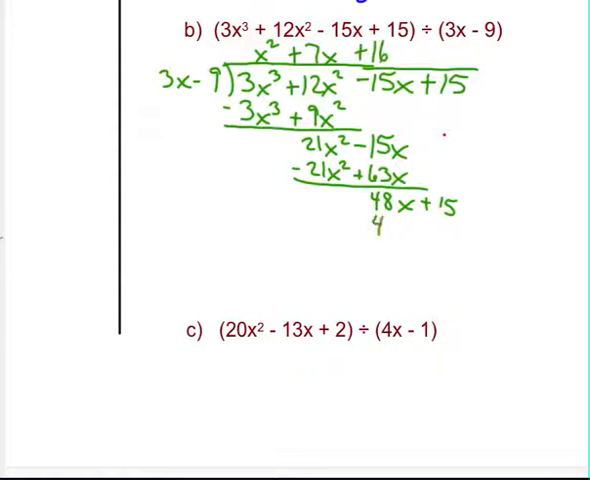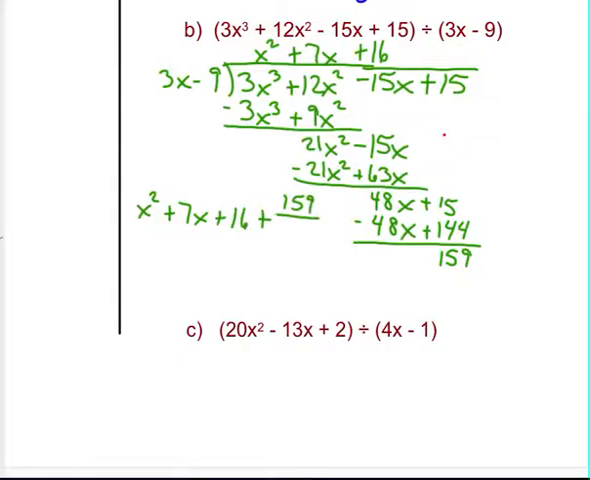16 times 3x is 48x. 16 times negative 9 is negative 144. So when I change the signs and add, I get 159. So that's my remainder. So my answer is x squared plus 7x plus 16 plus 159 over 3x minus 9.